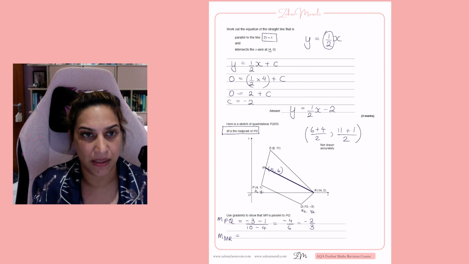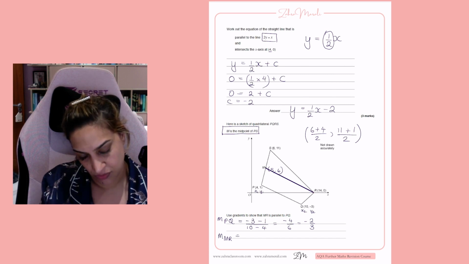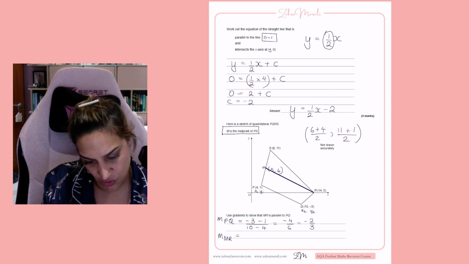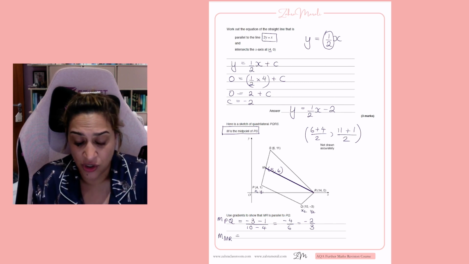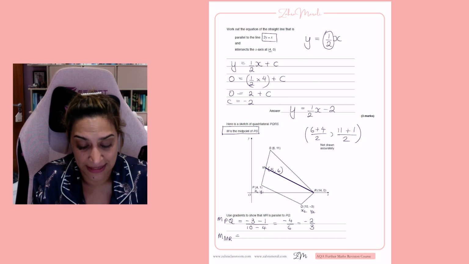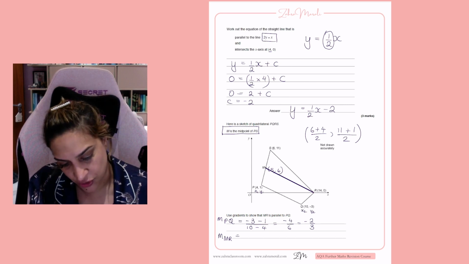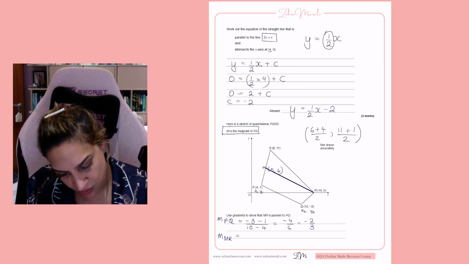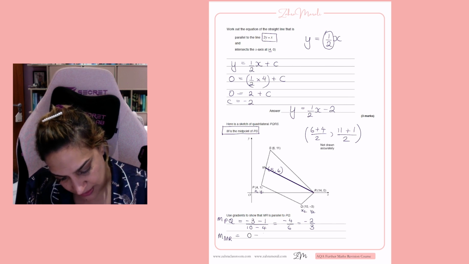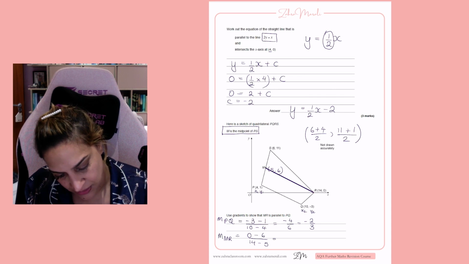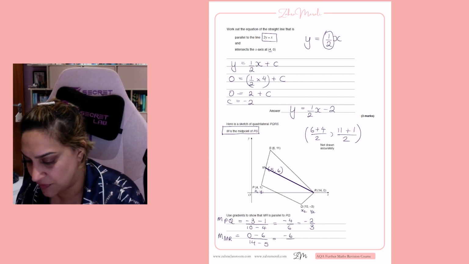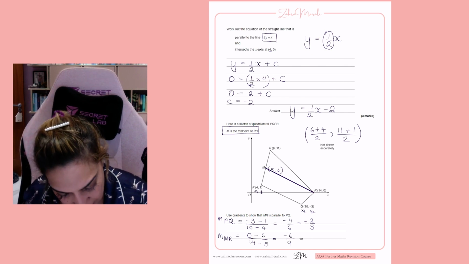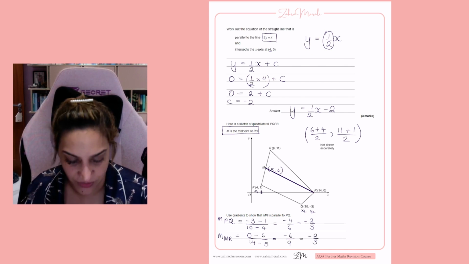And I'm trying to show that they're parallel. So I want to show my change in y over my change in x is exactly the same. So if I do 0 minus 6 over 14 minus 5, I've got minus 6, and then 14 take away 5 is 9. That also cancels down to minus 2 over 3.